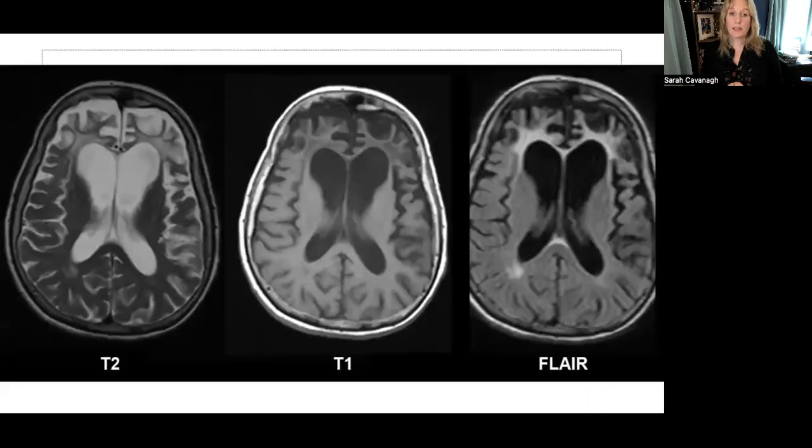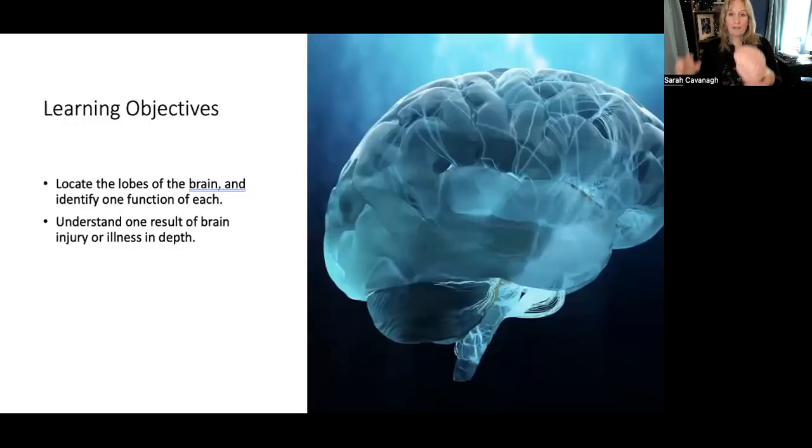And there is unfortunately a terrible form of dementia called frontotemporal dementia, or FTD, that attacks the frontal lobes, and there is a deterioration of them. And people with this disease rapidly lose a lot of cognitive function and their personalities are forever changed. So there we have it, frontal, parietal, temporal, occipital. Hopefully you learned a little bit about their function and one form of injury or illness in depth.